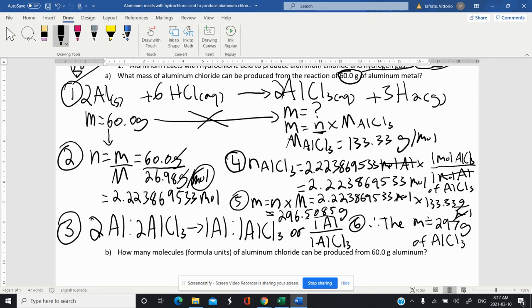So I set up my balanced equation. I wrote all my information in. I found my molar masses. I used the moles of aluminum to find the moles of aluminum chloride. I could not use the mass of aluminum to do that because there's no direct route. To do that, I had to, again, convert and then find my mole ratio. Once I found my moles of aluminum chloride, I was able to convert it to mass by multiplying by its molar mass, and then I made sure I rounded to a proper number of significant figures.